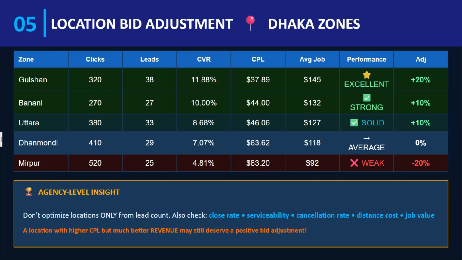So our actions are clear. Gulshan gets plus 20%. Banani and Uttara get plus 10%. Dhanmondi stays the same, and Mirpur gets minus 20%.